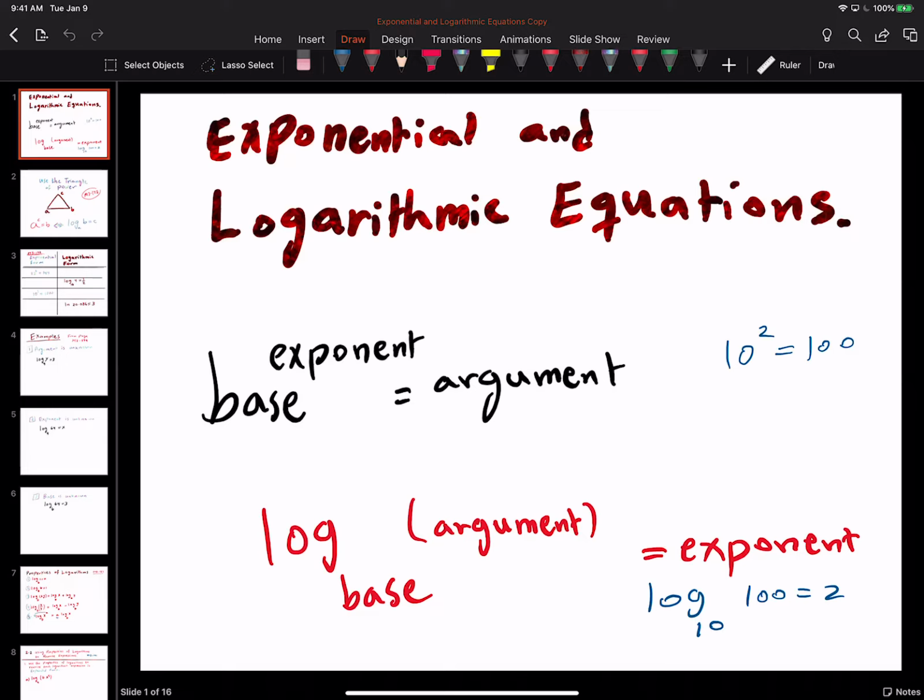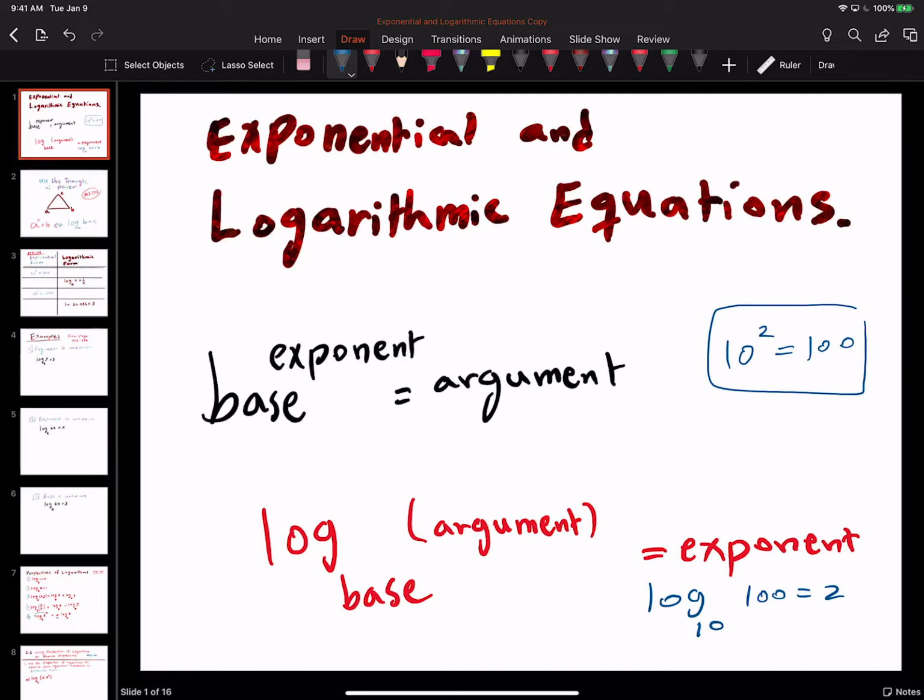Exponential and logarithmic equations. We start with the basic formulas. Base to the power exponent equals argument. To explain more about this, as an example, 10 to the power 2 equals 100. So 10 is called the base, 2 is called the exponent, and 100 will be the argument.